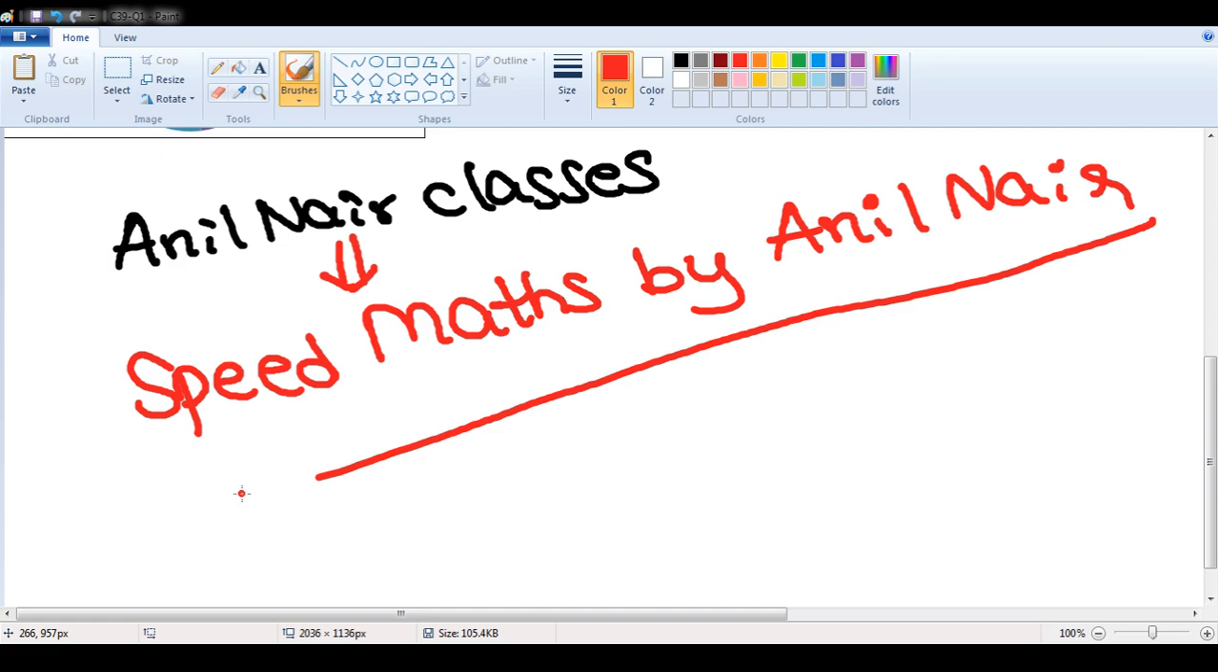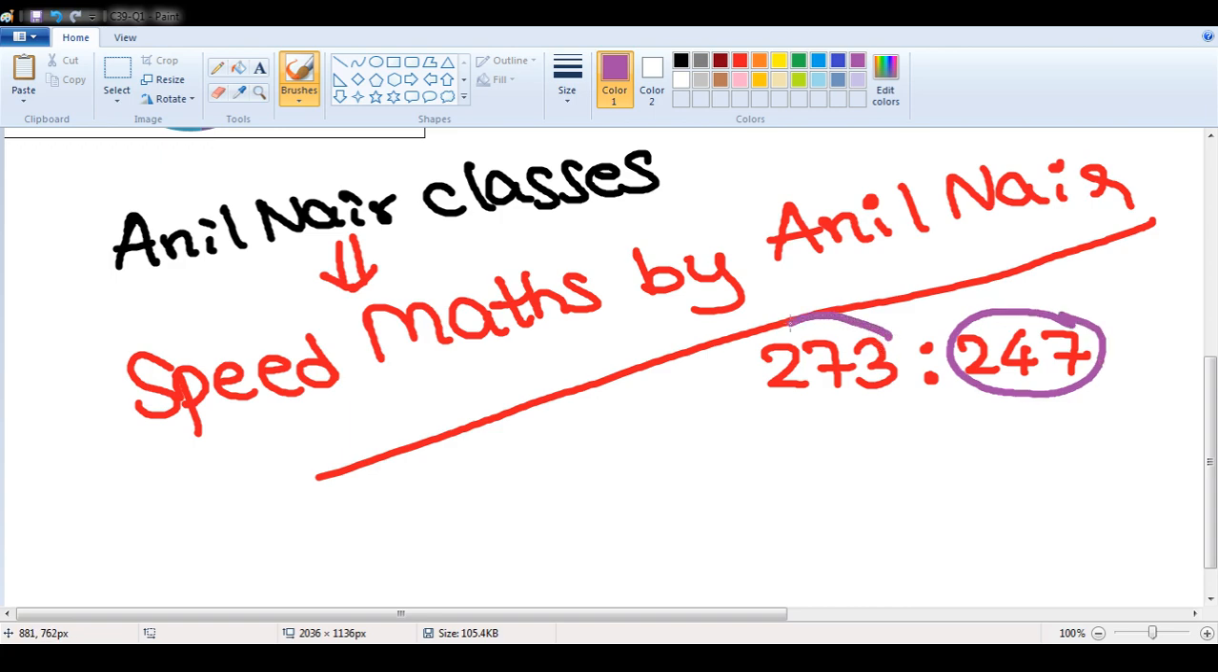Aditya, I know only by practice, sir. How I actually found out 13 is, now see here, 273 and 247. The difference is 26. Right? The difference is 26. That means both should be multiples of 26, or they both should be factors of 26. Right? That means it should be a multiple of 26 or a factor of 26.